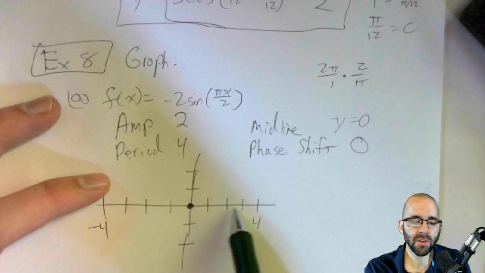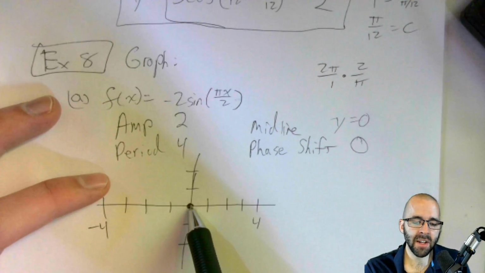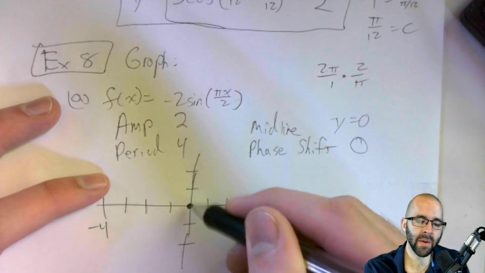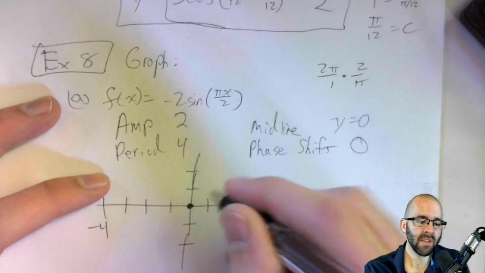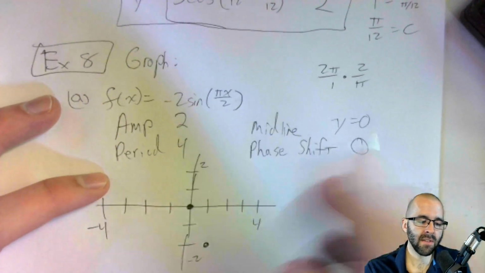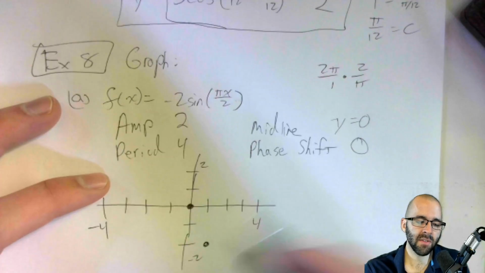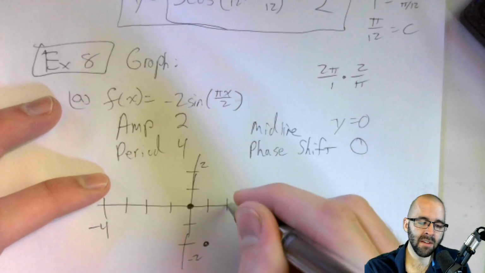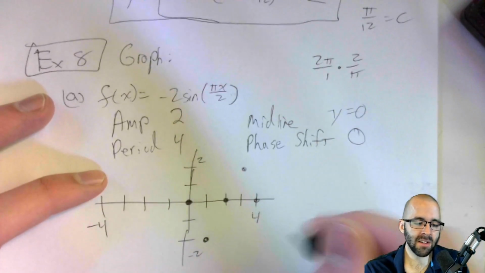Now, every quarter of a period, so every hash mark in how we're doing this, we are going to go either from the midline or to the midline to either the maximum or minimum. And sine normally starts by going up. But because our A value is negative, that's going to be flipped, and now we're going to start going to the bottom. And again, if you divide your period into 4 parts, every quarter of a period, you just go back and forth between the midline and either the max or the min. So we're going to go down to the min, then back up to the midline, up to the max, down to the midline, and we could repeat this forever if we wanted to.